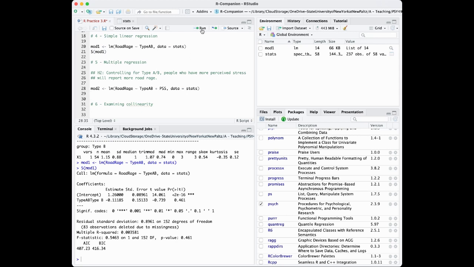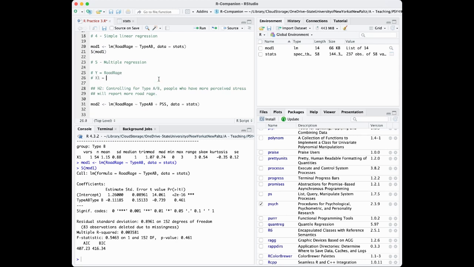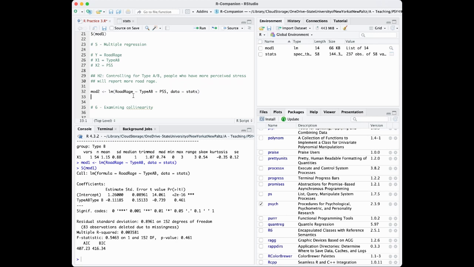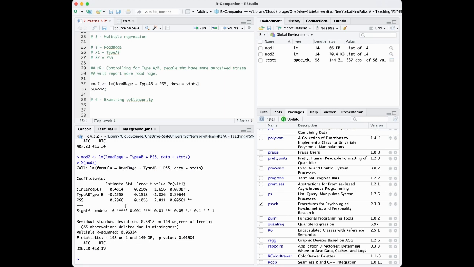We're going to go ahead and create that new multiple regression model with an x1 and x2. So now y is still road rage, x1 is still type AB, but now x2 is perceived stress. Run that. Now let's get the results. So what's happening? Okay, so now we've got something interesting going on.